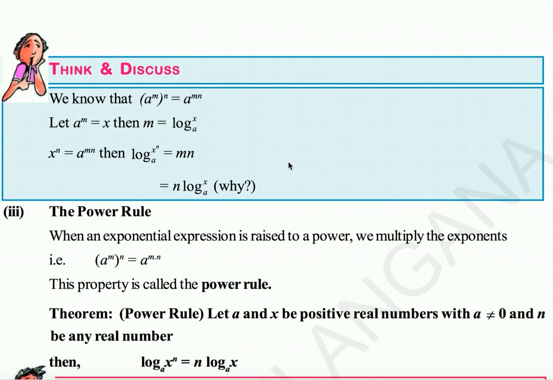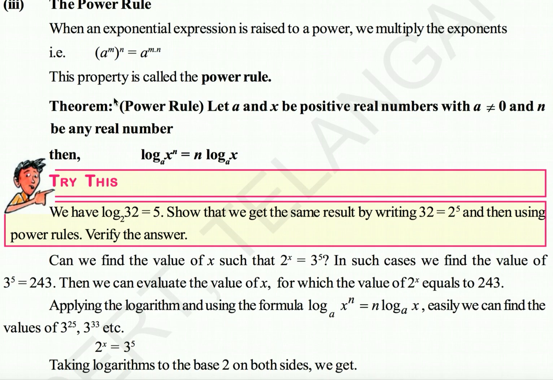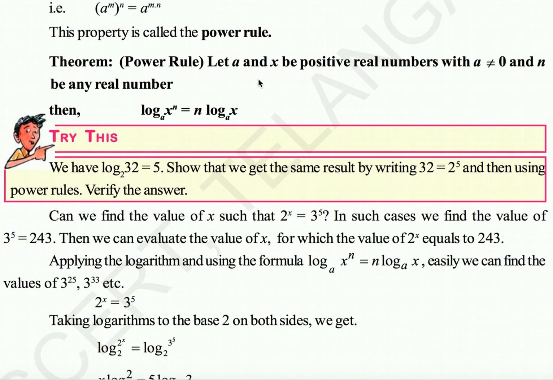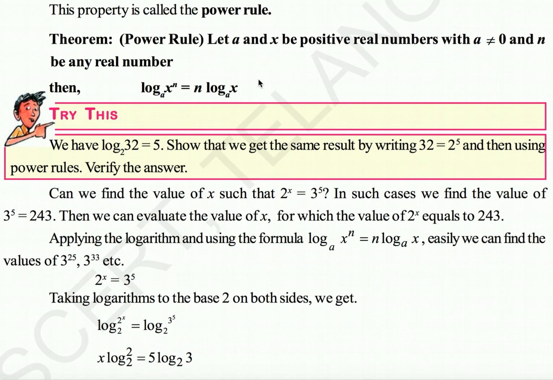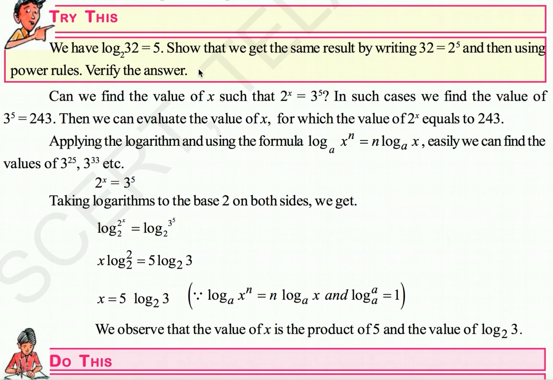The power rule: when an exponential expression is raised to a power, we multiply the exponents, that is a power m whole power n equals a power mn. This property is called the power rule. Let a and x be positive real numbers with a not equal to 1 and n be any real number. So log x power n base a is equal to n log x base a. We have log 32 equal to 5 base 2, so we get the same result by writing 32 as 2 power 5 and then using the power rule.